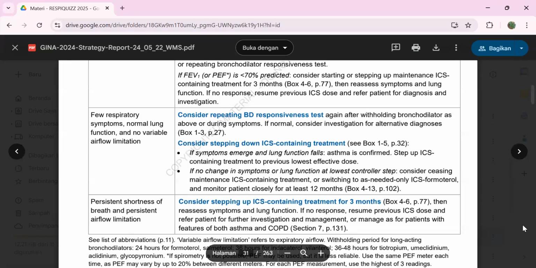Persistent shortness of breath and persistent airflow limitation: consider stepping up ICS-containing treatment for 3 months, then reassess symptoms and lung function. If no response, resume previous ICS dose and refer patient for further investigation and management, or manage as for patients with features of both asthma and COPD.